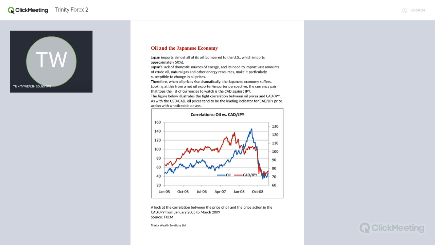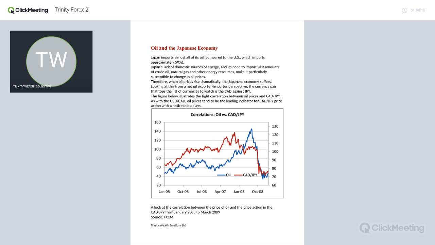Then we have oil and the Japanese yen. Japan imports almost all of its oil compared to the US, which imports approximately 50%. So Japan's lack of domestic source of energy and its need to import vast amounts of crude oil, natural gas, and other energy resources make it particularly susceptible to change in oil prices, okay? Remember, Japan is a highly manufacturing country. They depend on exports, but they need oil and gas to manufacture those goods, and they have to import the oil and gas. So because of that, when prices go up, it affects the economy.